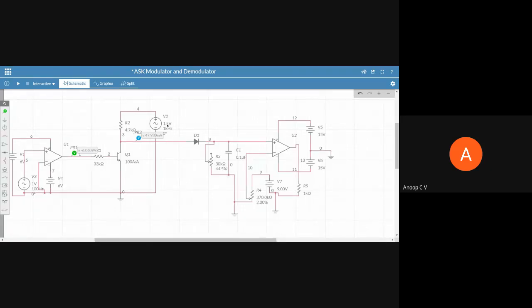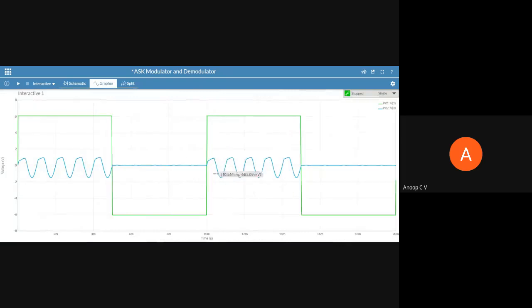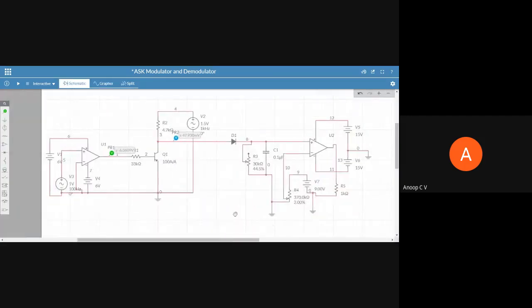So for this ASK modulator, we will be using an envelope detector followed by a comparator to demodulate, as discussed in that video. An envelope detector is essentially a diode followed by an RC section, right? A diode followed by an RC section. Can anyone tell me how an envelope detector works? Can anyone help me with an envelope detector's working?